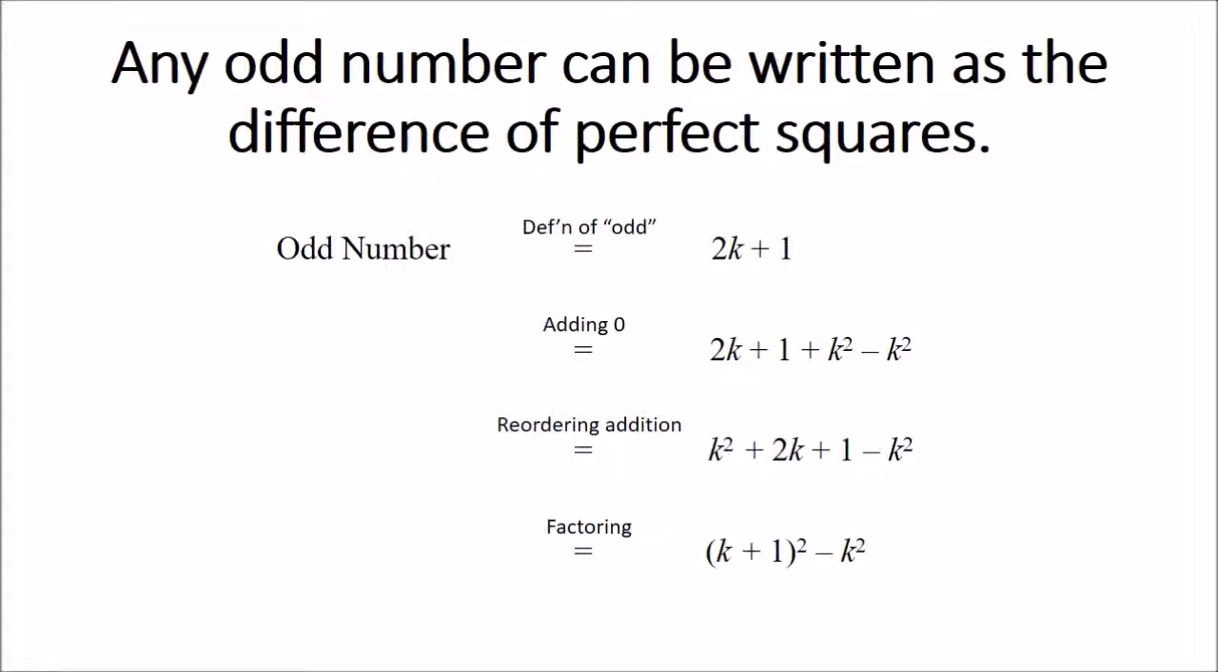But looking at this now, notice that what we have is something squared minus something else squared. So this is really (k plus 1) squared minus k squared. So that is the difference of perfect squares. We've taken that odd number and shown that we can write it as a difference of perfect squares.